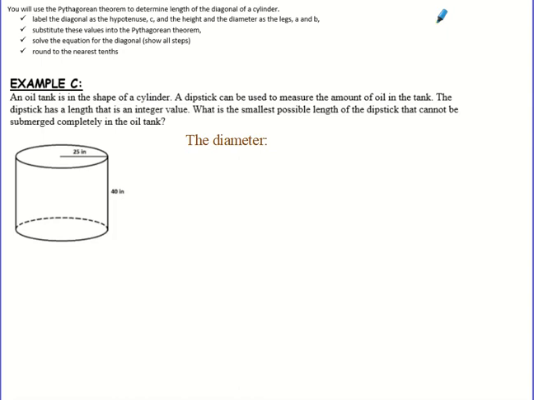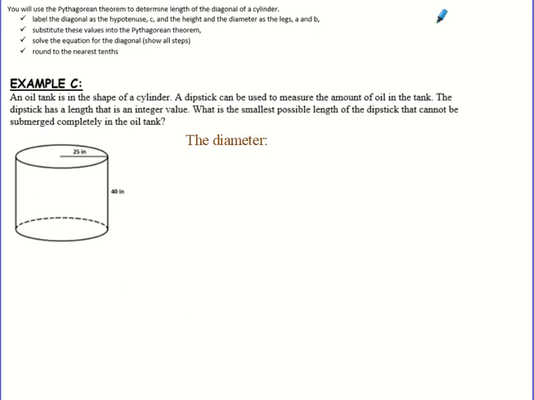So here's example C. An oil tank is in the shape of a cylinder. A dipstick can be used to measure the amount of oil in the tank. The dipstick has a length that is an integer value. What is the smallest possible length of the dipstick that cannot be submerged completely in the oil tank?